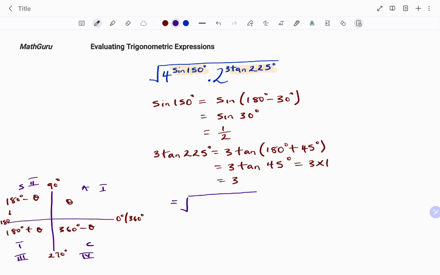If I use all these values and put them back into my expression, it's going to be the root of 4 to the power of a half times 2 to the power of 3. 4 to the power of half will be 2, because the half also means the square root of 4. So I have 2 times 2 to the power of 3, that's 8, and that's equal to the square root of 16, and therefore my final answer will be the square root of 16, that's 4.